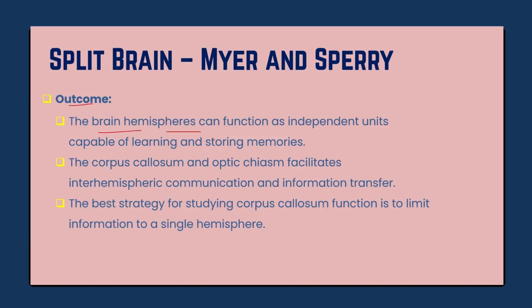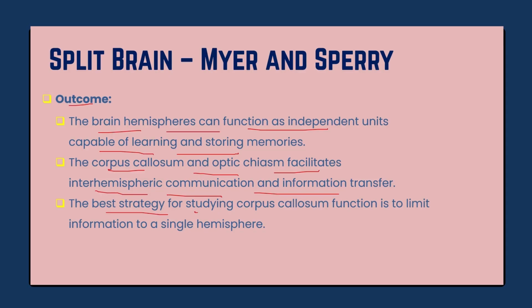The brain hemispheres can function as independent units capable of learning and storing memories. This they showed from changing the patches on both the eyes of the experimental group of cats which had both corpus callosum and optic chiasm severed. So both hemispheres in that case learned the task independently as if they were learning it for the first time, which means the brain hemispheres can function as independent units capable of learning and storing memories. The corpus callosum and optic chiasm facilitate interhemispheric communication and information transfer.